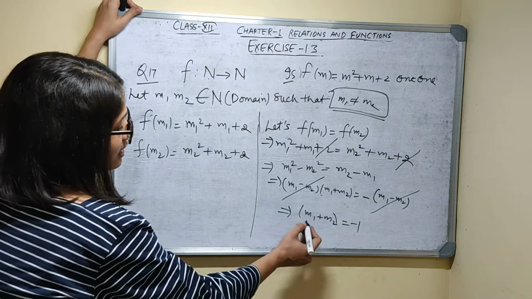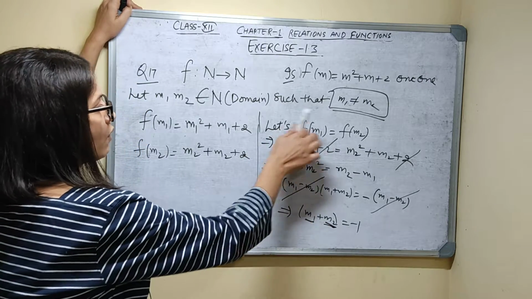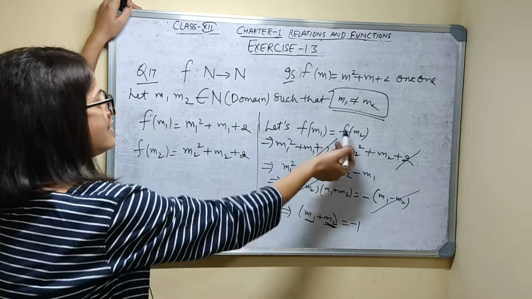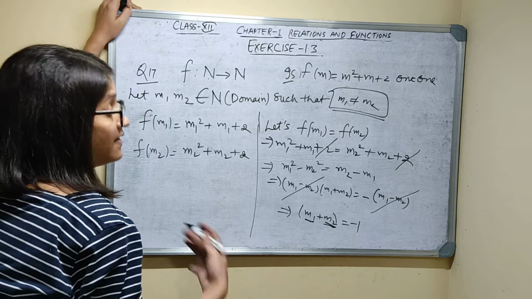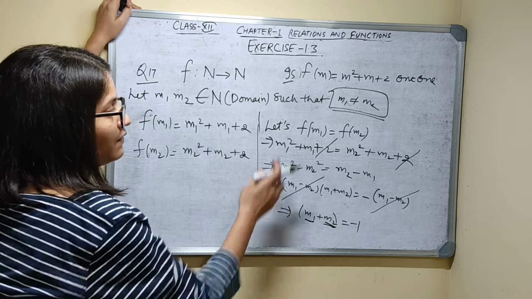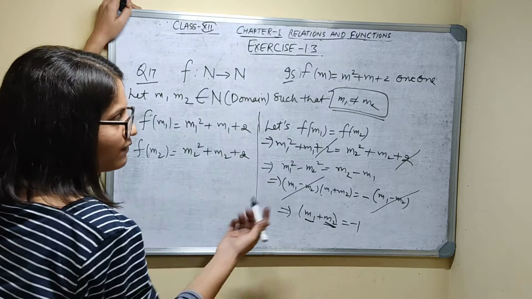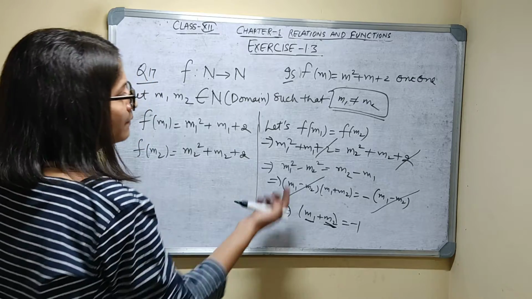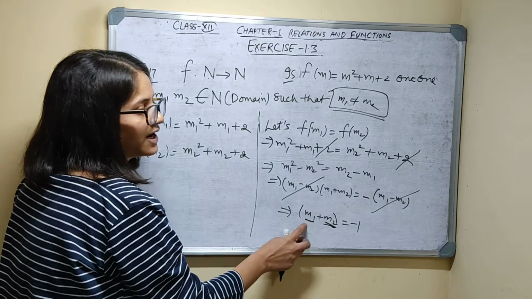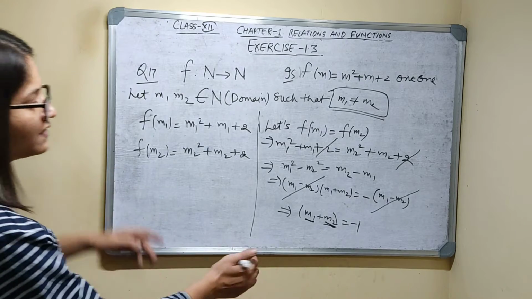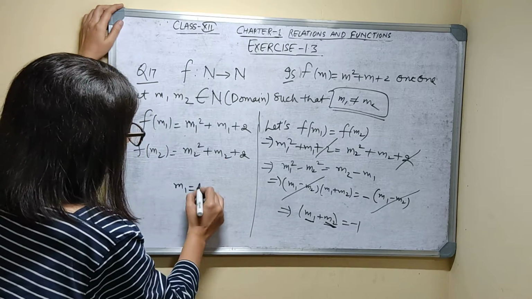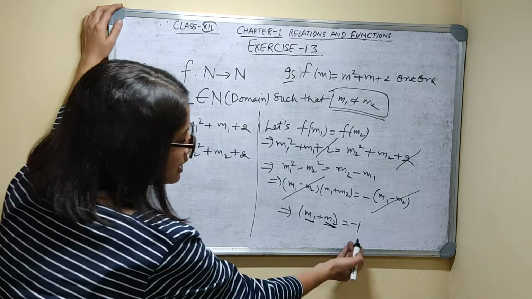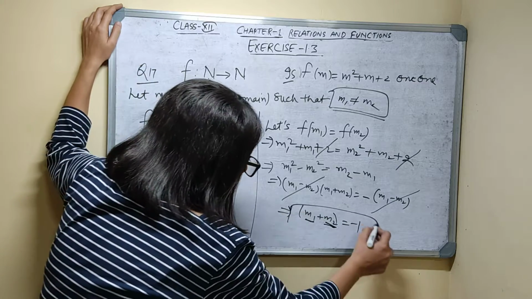So you can see here, this is a natural number. What we did: m1 is not equal to m2, and we wrote f of m1, f of m2. Now we are saying let's take f of m1 equal to f of m2. Is it possible or not? If it is not possible, it means it is a 1-1 function, because m1 is not equal to m2, so f of m1 is not equal to f of m2. But we took the reverse, that f of m1 is equal to f of m2, so we are getting this condition m1 plus m2 is equal to minus 1. How is it possible? m1 is a natural number and this is also a natural number. A natural number plus a natural number cannot be equal to minus 1.